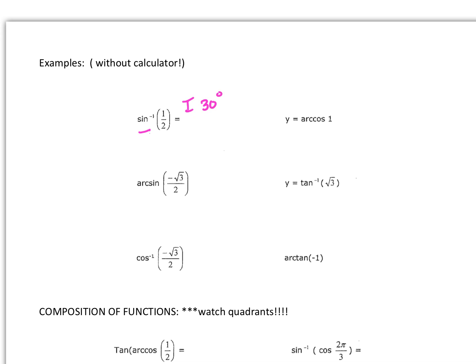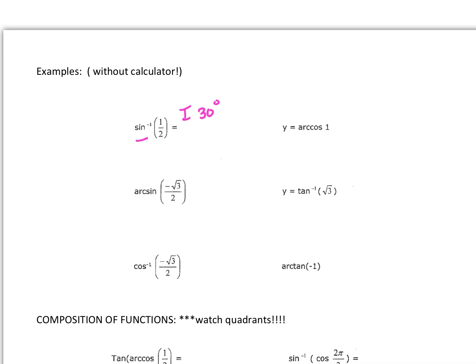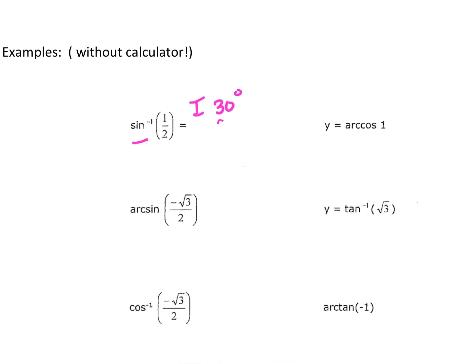Now, in some instances, I might ask for degrees. In some instances, I might ask for radians. So let's go ahead and practice using both. So let's go ahead and put our 30 degrees, but also our pi over 6. Go quickly, yeah. Okay, think about that. Our answer was a degree measure, an angle measure, right?